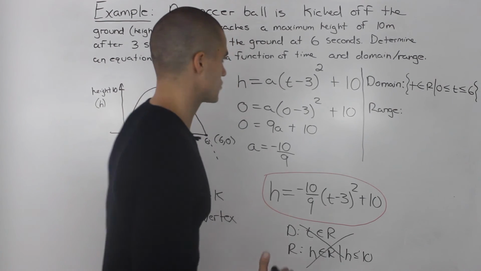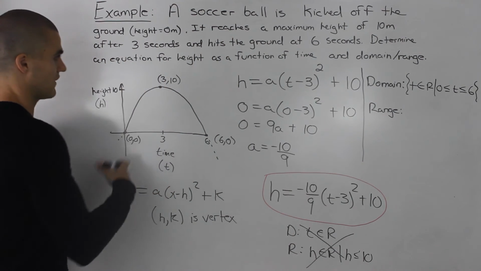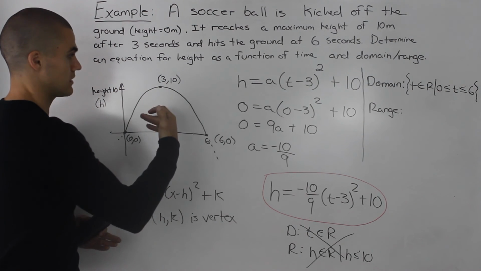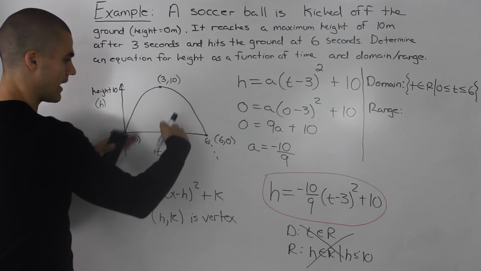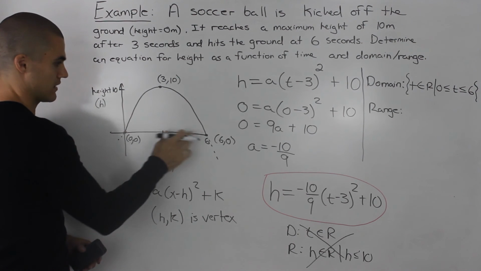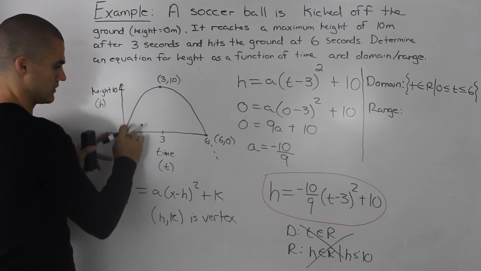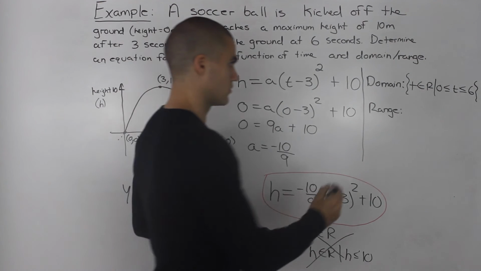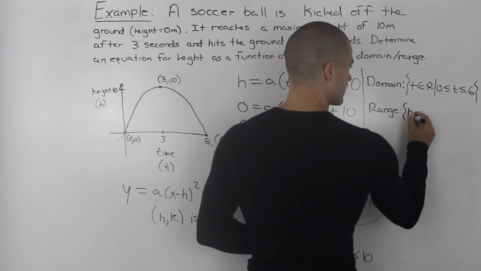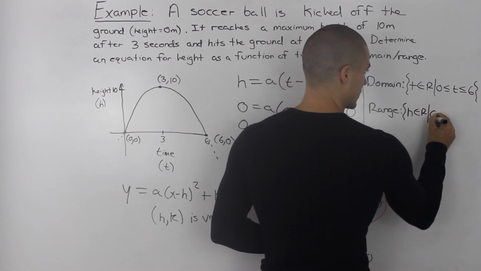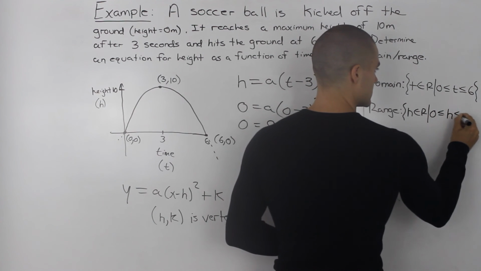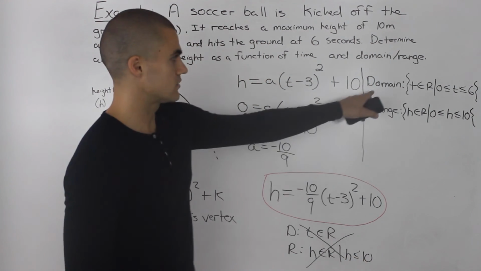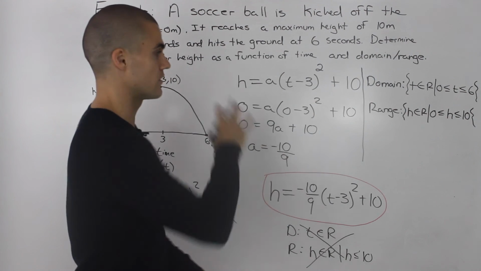Now, what about the range? What values can the dependent variable of height take? Well, it reaches a maximum height of 10 meters, so it can't be anything above that. And height can't be negative, so the minimum height value is 0, and that's when it's on the ground initially and when it hits the ground at 6 seconds. So the height can be any value as long as it's between 0 and 10 meters. So that's it. Those are our domain and ranges for this scenario.